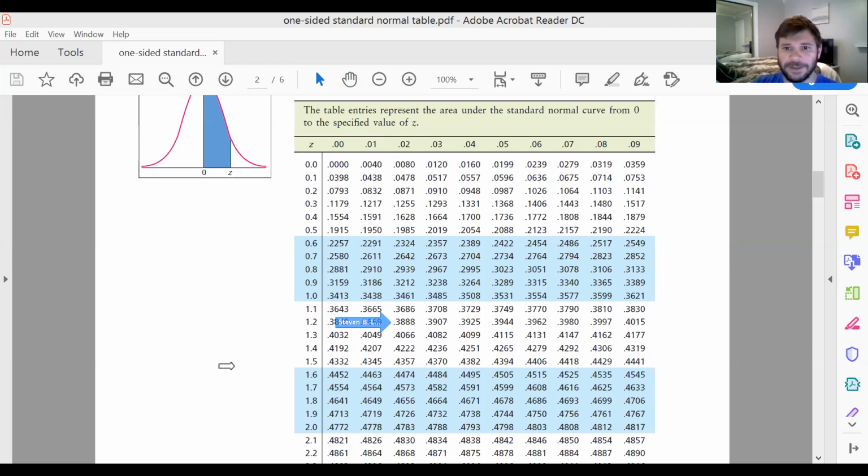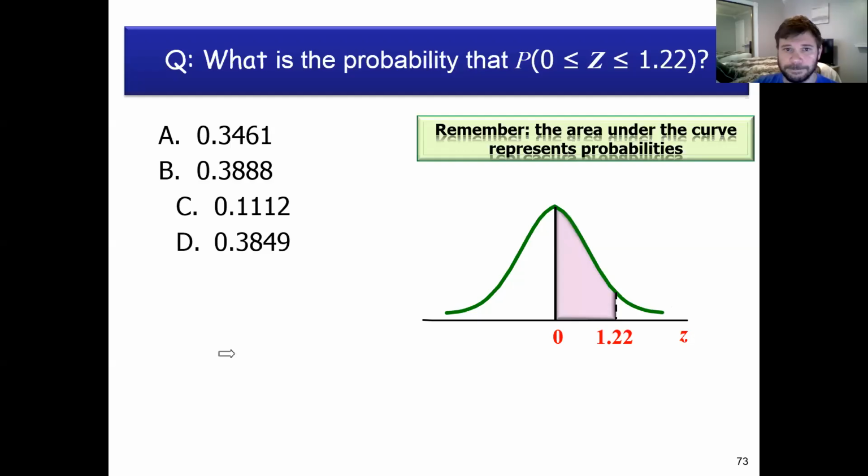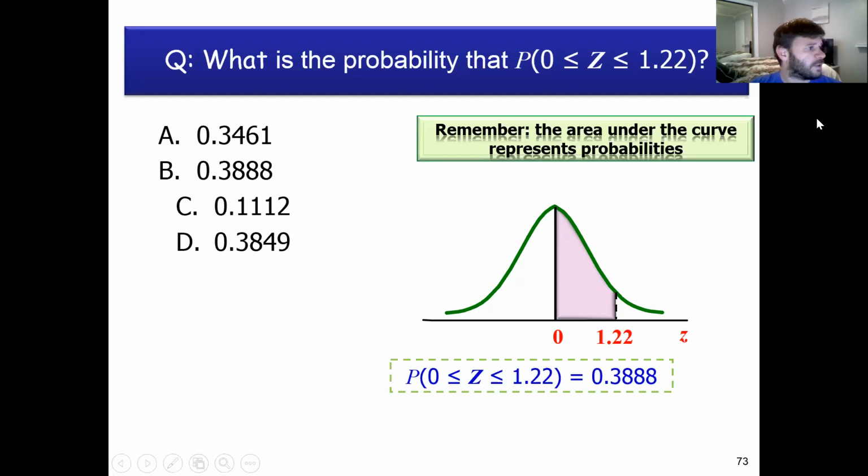So I'm going to jump back and we'll be able to answer the question. Note, once we've done that, we can see that the correct value to be using is 0.3888, which is choice B. And that is the area between 0 and 1.22 in terms of the Z value, after we've already transformed the X data using the Z score. Let's go ahead and take a look at another example.